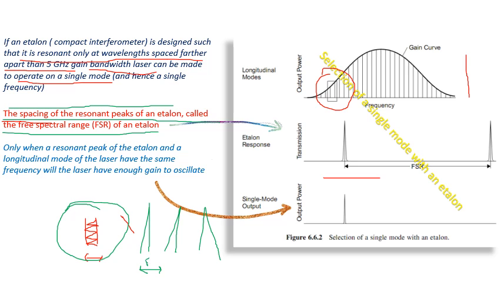So that is FSR. Only when a resonant peak of the etalon and a longitudinal mode of the laser have the same frequency, like here, will the laser have enough gain to oscillate.